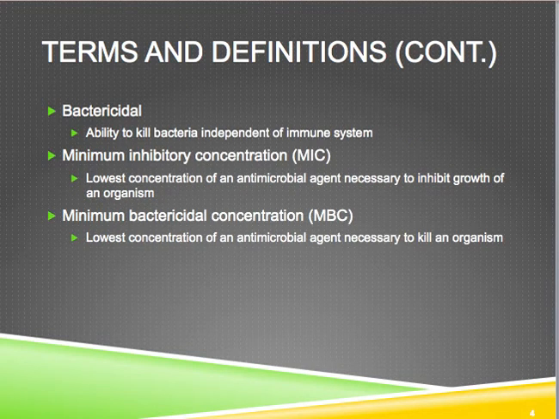Bactericidal is the ability of an antibiotic to kill bacteria independent of the immune system. The minimum inhibitory concentration, or MIC, is the lowest concentration of an antimicrobial agent necessary to inhibit growth of an organism. Then the minimum bactericidal concentration, obviously the MBC, is the lowest concentration of an antimicrobial agent necessary to kill the organism.